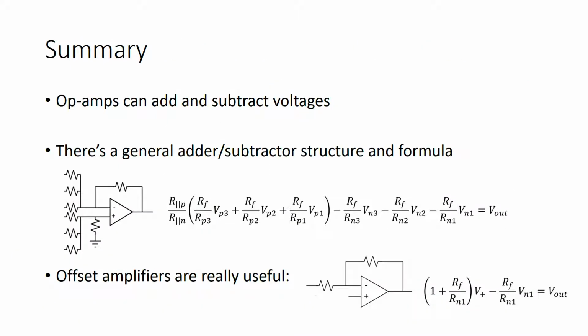So in conclusion, you can use op-amps to add and subtract voltages, which you'll often want to do to make sure that they stay inside of your voltage rails. There's a general adder-subtractor op-amp structure and formula, which I've included on this page. And offset amplifiers are really useful and you're going to use them all over E80. I've included that formula here too.